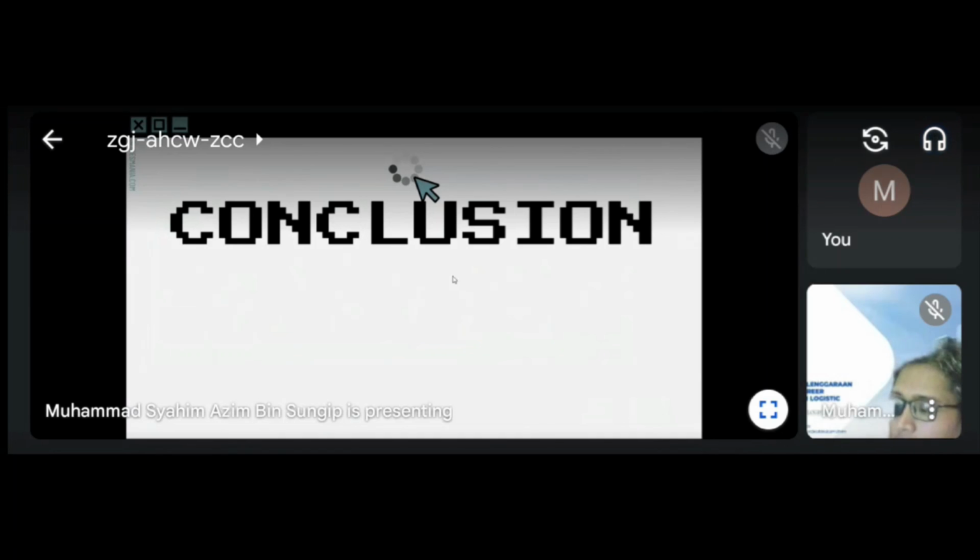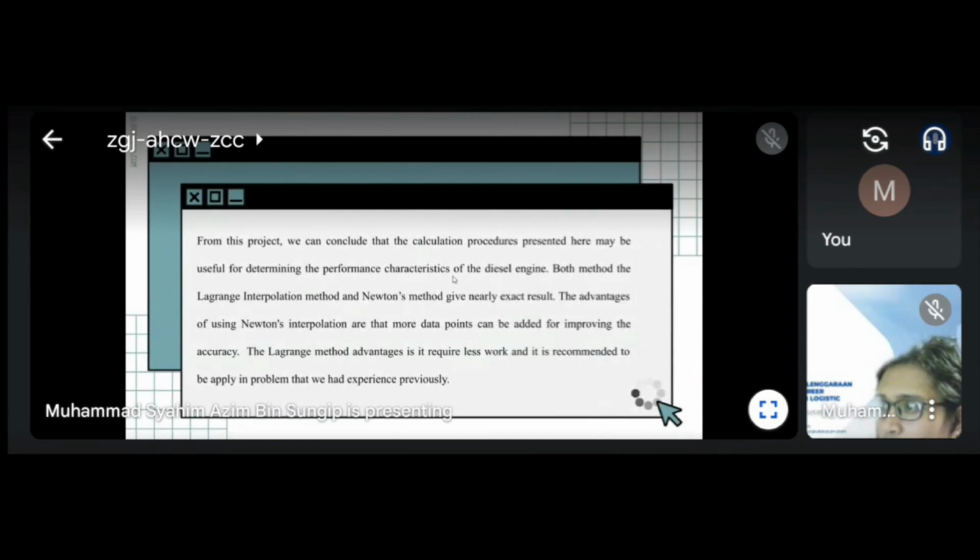Our conclusion. From this project, we can conclude that the calculation procedure presented here may be useful to determine the performance characteristic of the diesel engine. Both the Lagrange interpolation method and the Newton method give nearly the same result. The advantage of using the Newton interpolation method is that more data can be added to improve the accuracy. The Lagrange method's advantage is that it requires less work, and it is recommended to be applied in the problem that we had experienced before. That's all for me. Thank you.